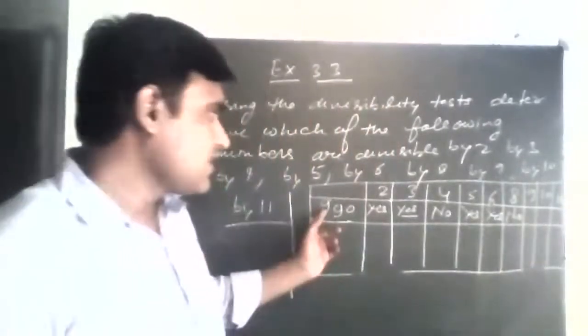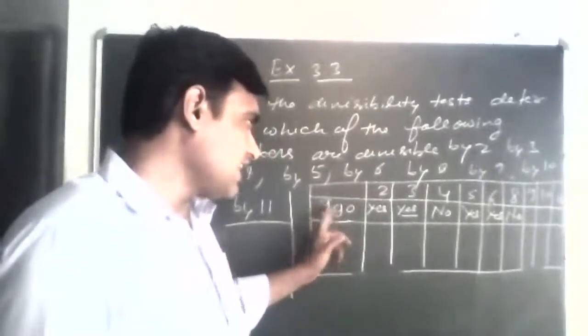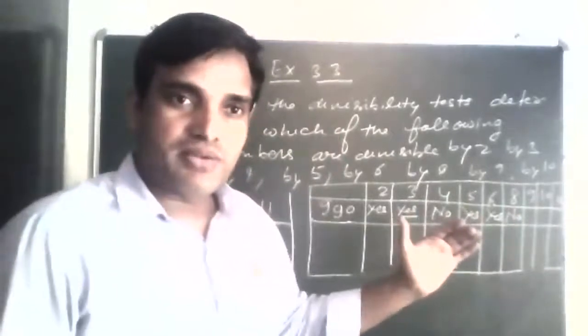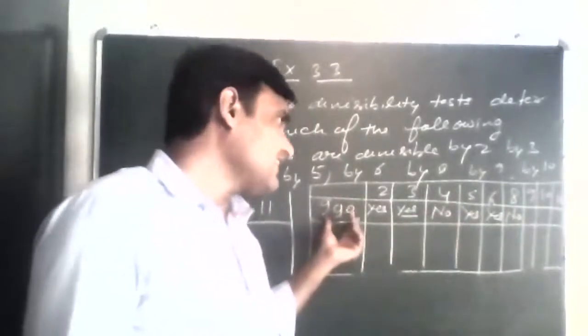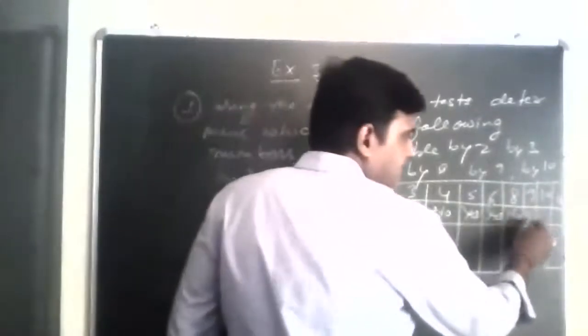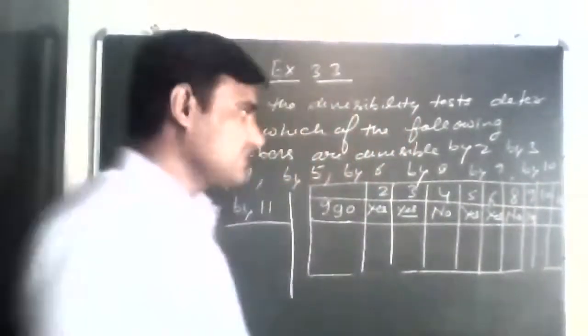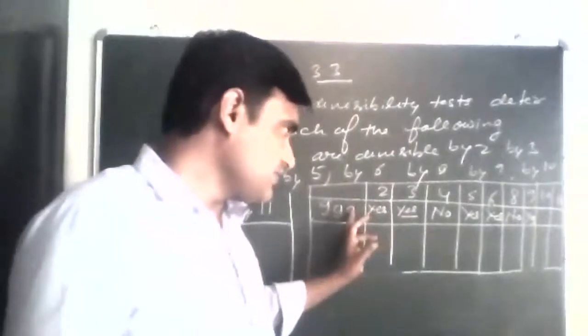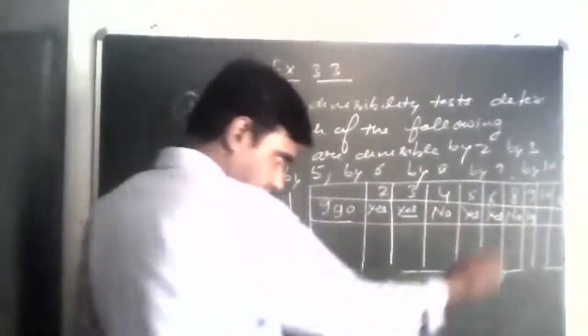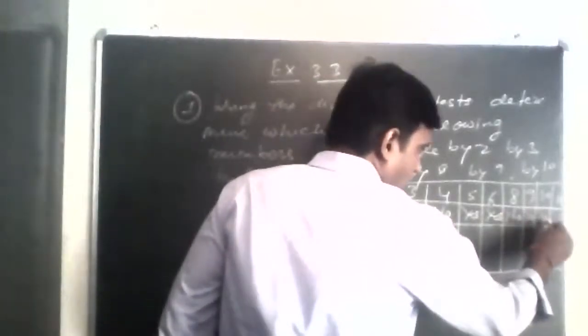Next 9. Sum of the digits: 9 plus 9 is 18. 18 is divisible by 9. So 990 is divisible by 9. So we write yes here. Next 10. The ones digit is 0. Therefore 990 is divisible by 10. We write yes here. Okay.